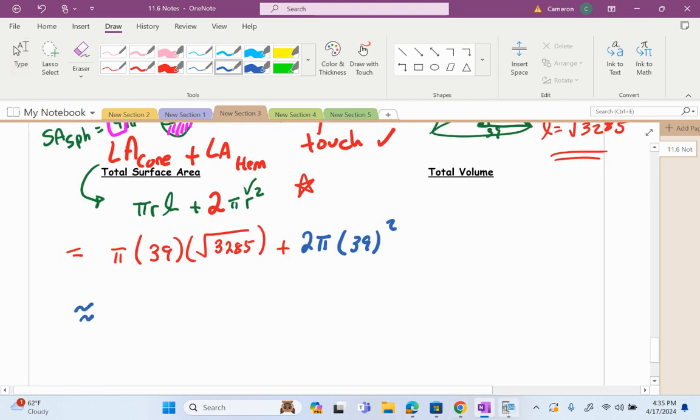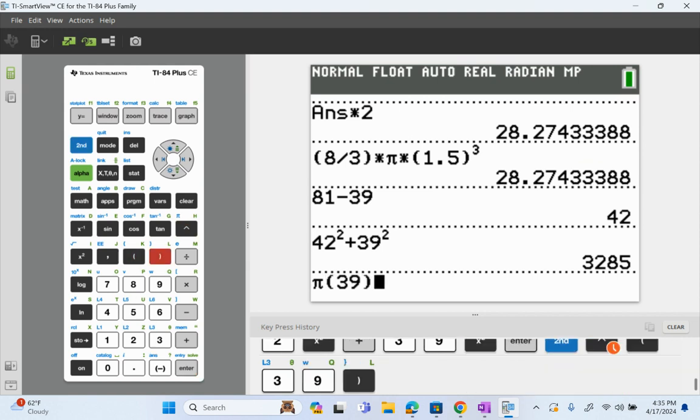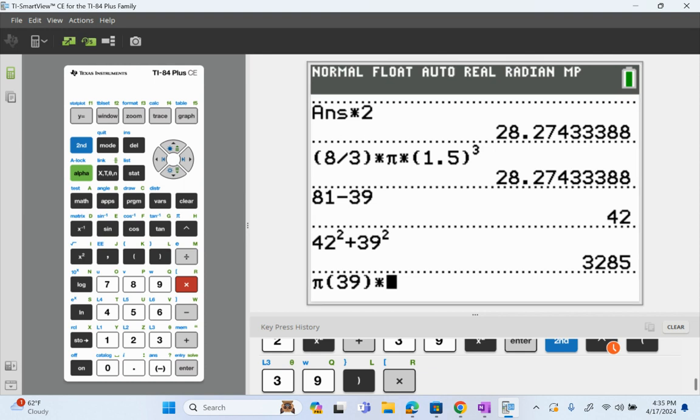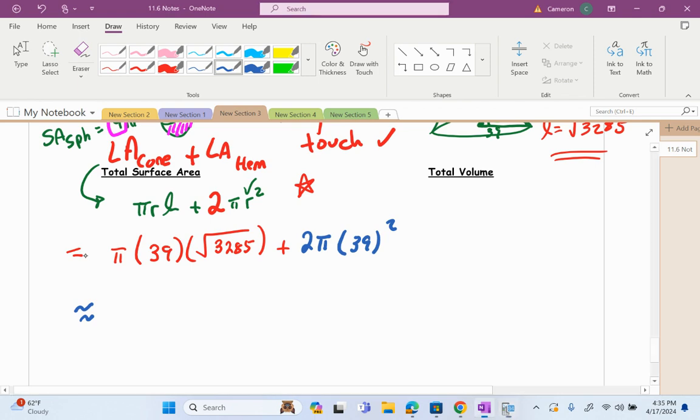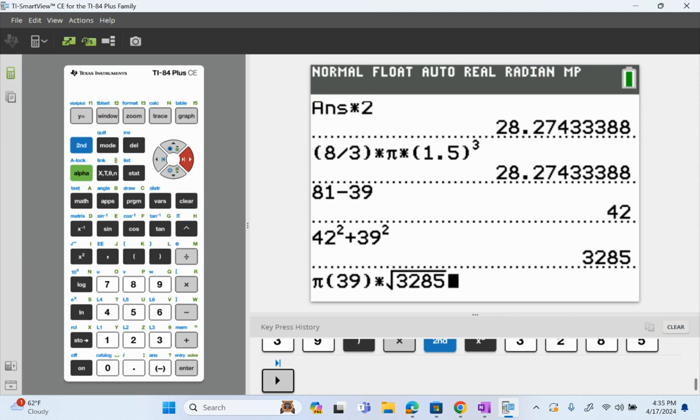Pi times 39 times, then you can do the asterisks, you don't have to. Square root of 3285. Make sure you hit the right arrow to get out of the radical, otherwise all the operations are going to continue inside.